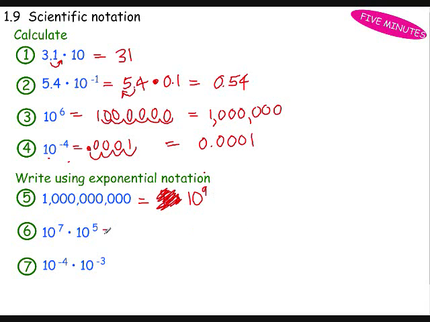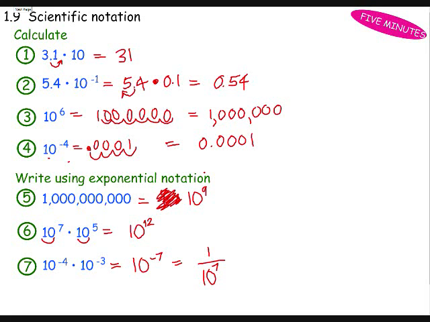How about this one? Here's a case where we're multiplying, right? And we've got the same base. Multiplying with the same base, what do we do with the exponents? We add them. A negative 4 plus a negative 3 is negative 7. Only you know I wouldn't leave it like that. I'd say 1 over 10 to the 7th.